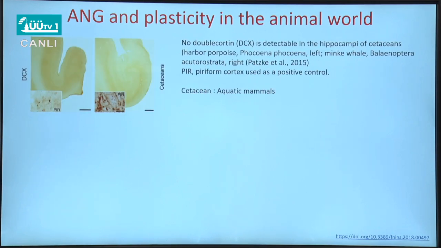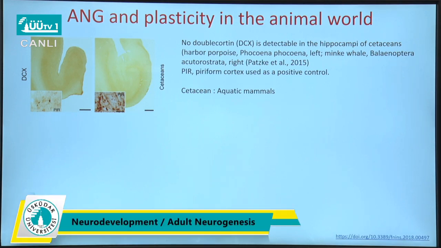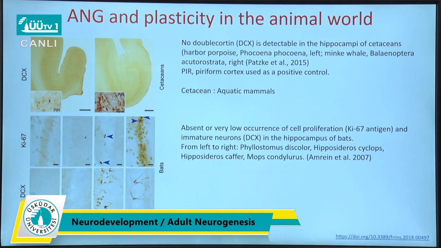When we look at cetaceans, which are aquatic mammals, we don't see any doublecortin positive cells at all in the subgranular zone. And when we look at bats, for instance, these are 4 different species of bats, we see very low numbers of Ki67 positive cells, and again very low numbers of DCX positive cells. So hippocampal neurogenesis, similar to subventricular zone neurogenesis, also seems to be diminishing in other types of mammals.